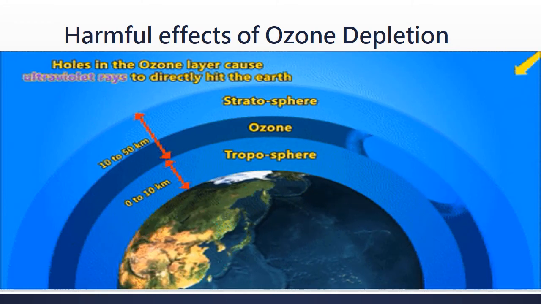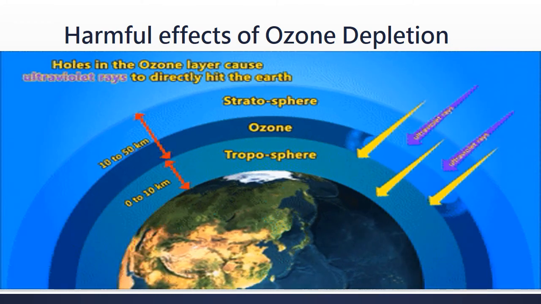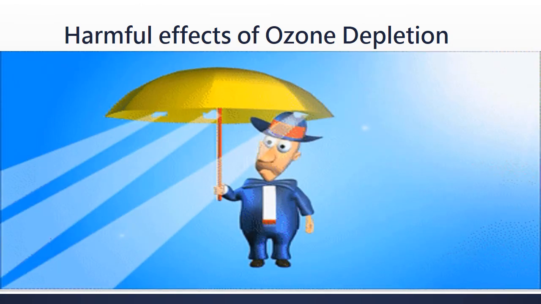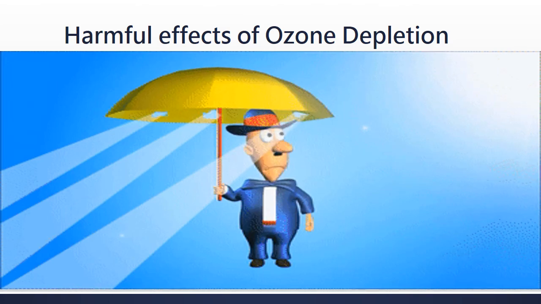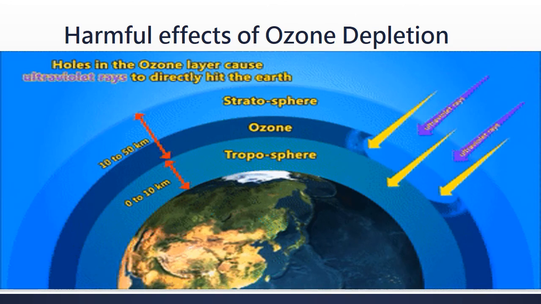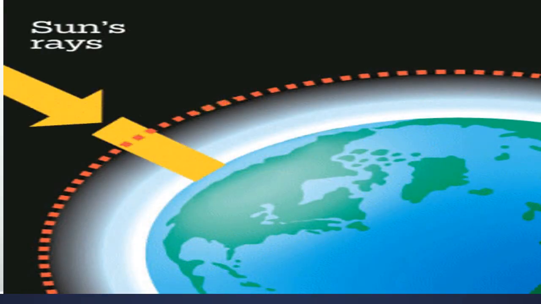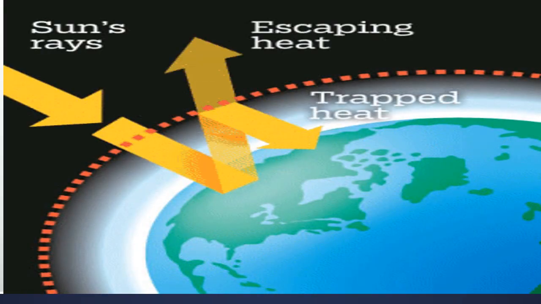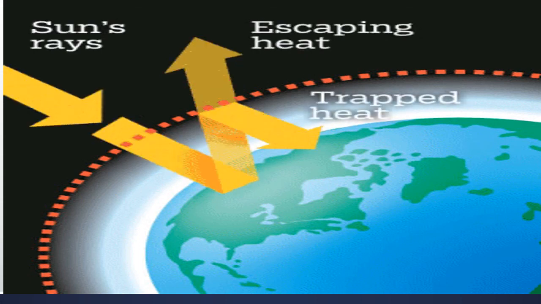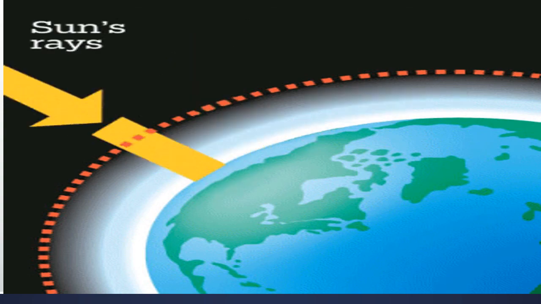Holes in the ozone layer cause UV rays to directly hit the Earth's surface. This is just like the umbrella over the Earth's surface is having holes inside which allows UV rays to enter the Earth's atmosphere. Due to ozone depletion, UV rays entering the Earth's atmosphere can't radiate back and they are trapped inside the Earth's surface as heat. This causes global warming.